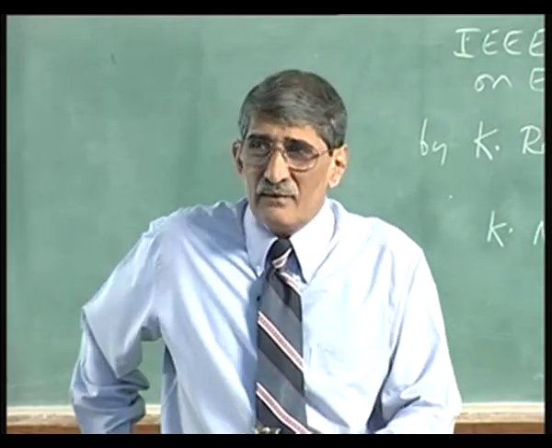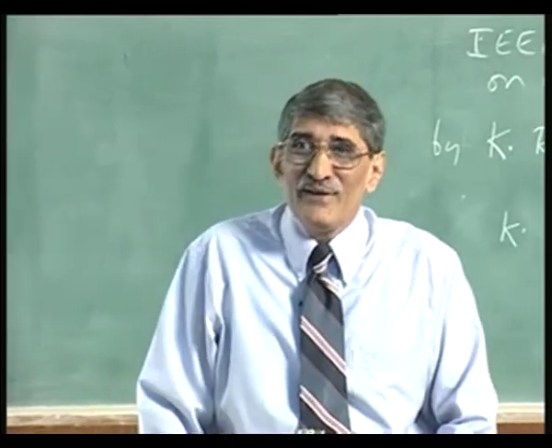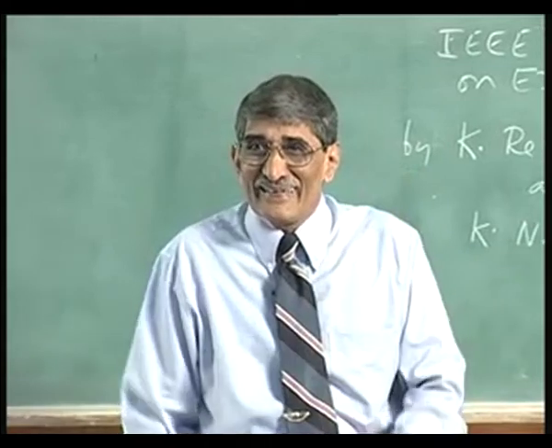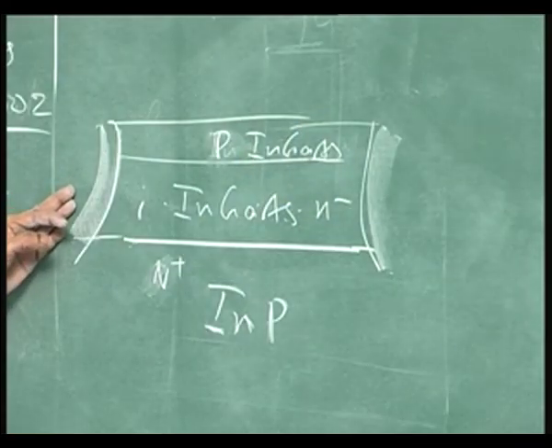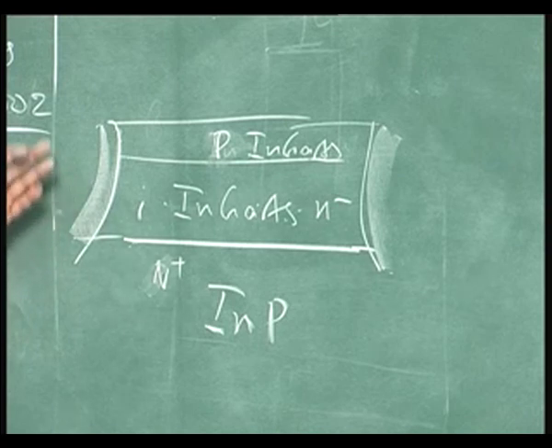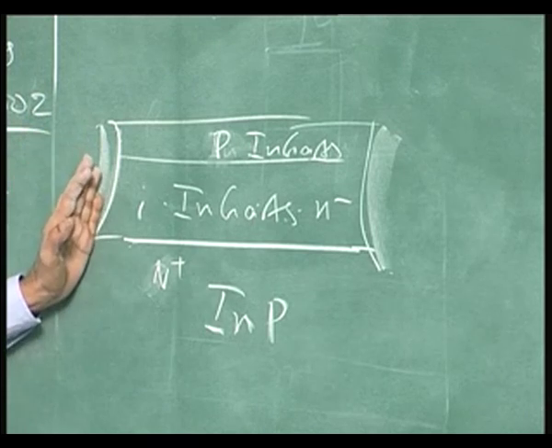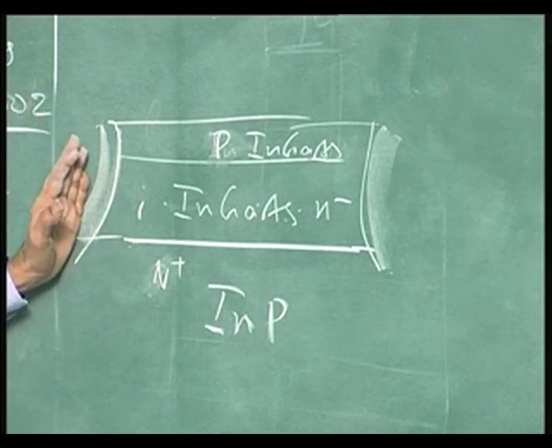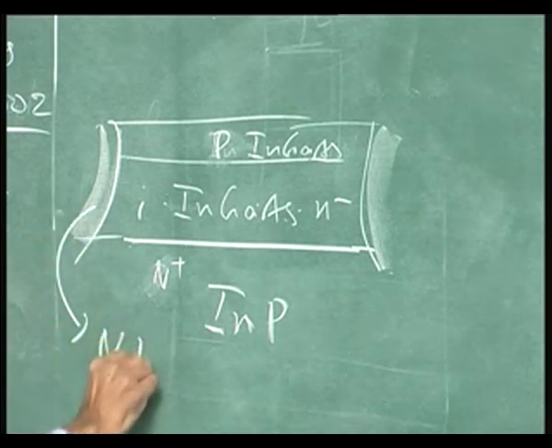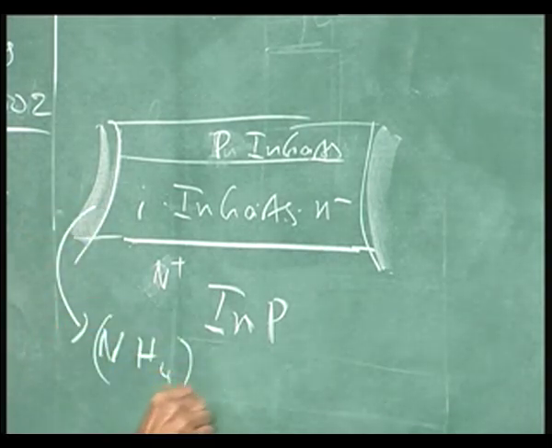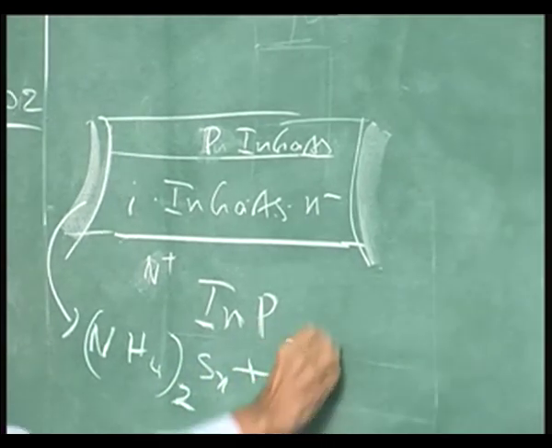In the sense, when you say excellent leakage, what you mean is very low leakage current. If somebody comes and says, I got very good leakage current, means very small leakage current, good from the device point of view. That polyimide, that is ammonium sulphide passivation followed by polyimide. Okay. Plus polyimide.